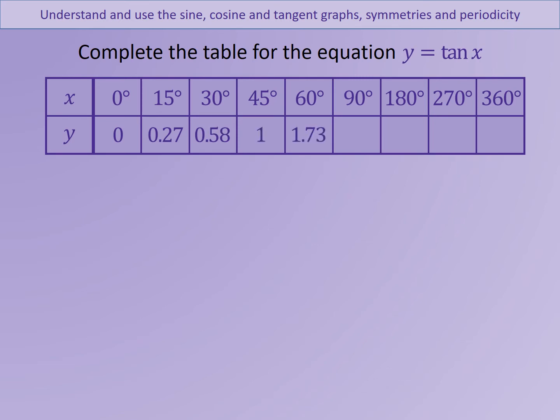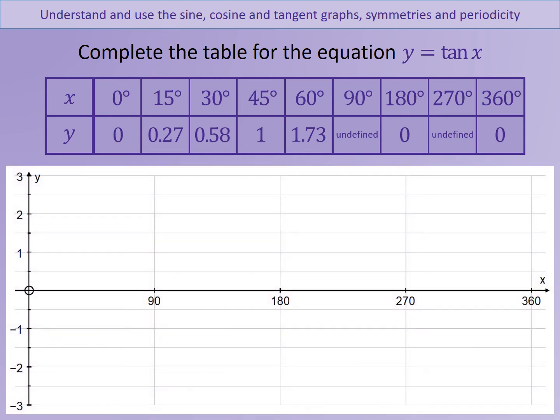But we have some interesting features that are happening in this table that we did not have in the other 2 tables. And that is that your calculator for certain values of x will have given you an error message, in which case we say that the value of the curve is undefined for those values of x. And it's only when we sketch the curve that we understand why there are certain values of x that are undefined. So here are my axes again.